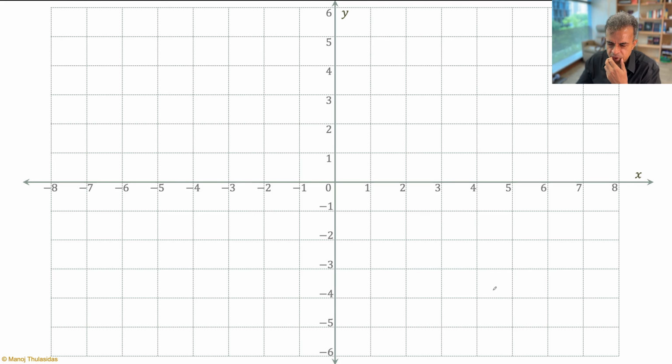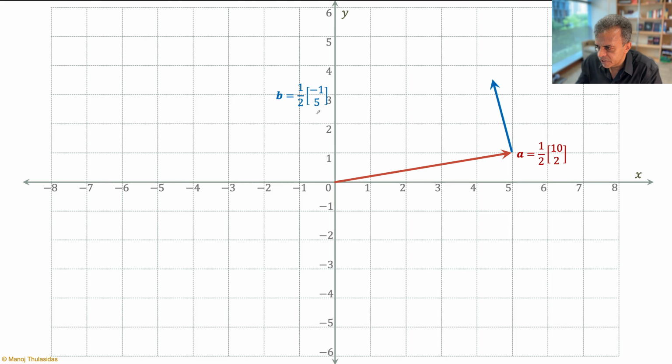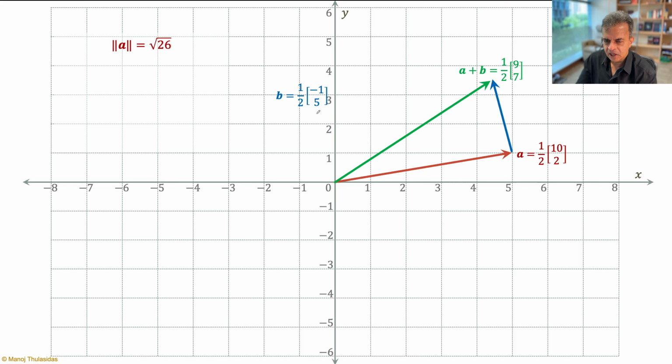Well, we can take an example and take a look at it once more. I have a vector a that is half of 10 and 2, which is 5 and 1. Then I have b as half of minus 1, 5. So if I move it to the tip of that one and draw the right angle triangle, I'll get a plus b to be half of 9, 7. Now, the size of a, the norm of a, is the square root of 26, because this is 5 and 1, so 5 squared is 25, 1 squared is 1, so the square root of that. And the size of b, being half of that in size, is going to be half of the square root of 26.